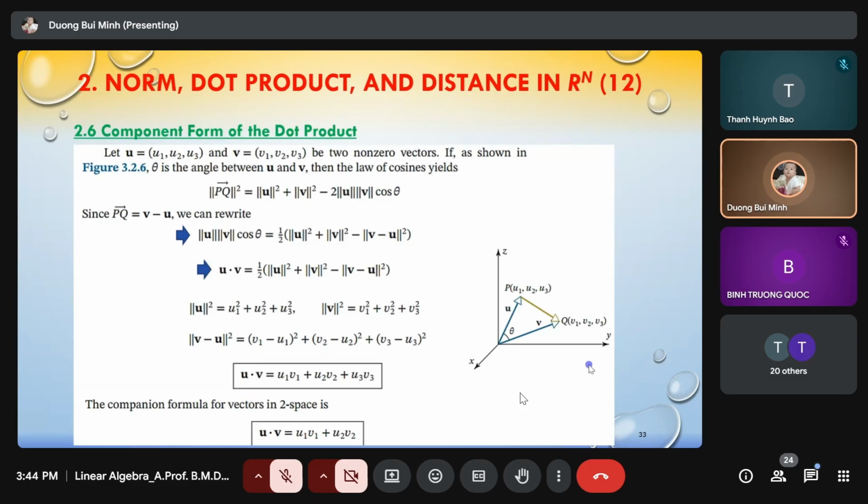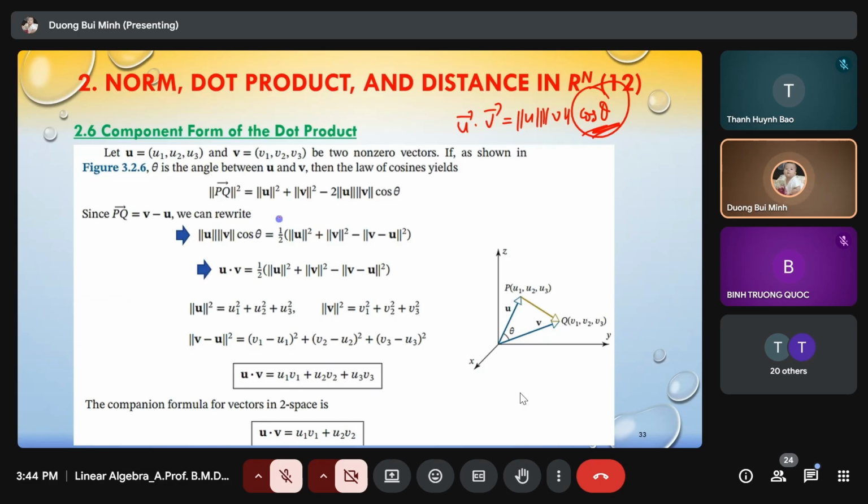So as I mentioned before, it's not easy to determine the cosine theta. U dot V is the norm of U, the norm of V, and cosine theta. It's not easy to determine theta if we have more than 3 dimensions. So we think about another formula. Now I demonstrate to you.